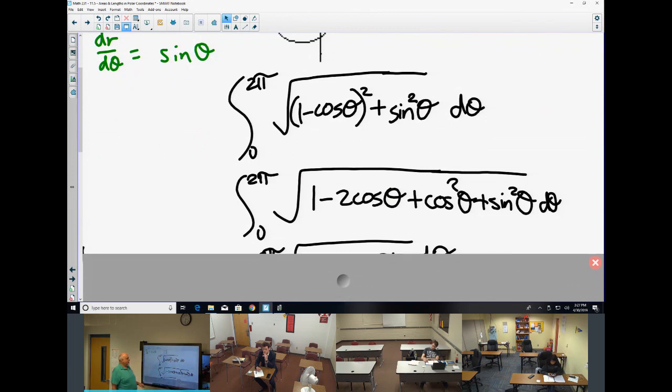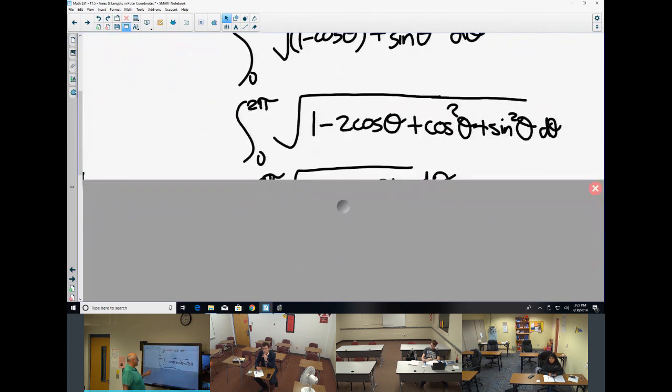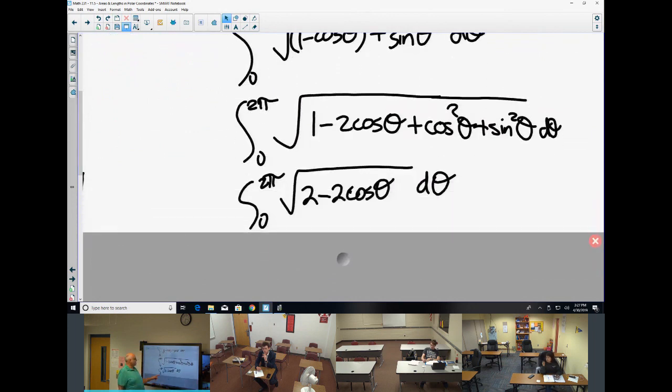All right? Now, on these, because you end up with sine squared plus cosine squared, I will definitely simplify this. So if I FOIL this out, I get 1 minus 2 cosine theta plus cosine squared. And then I have plus sine squared, so this will become 1. And so then this becomes 2 minus 2 cosine theta, d theta.